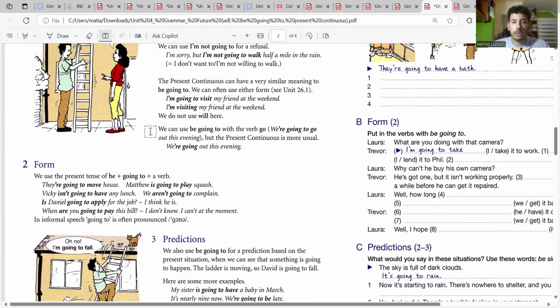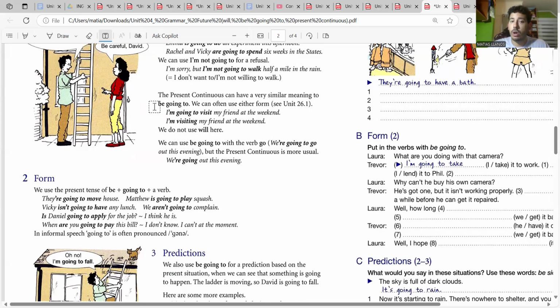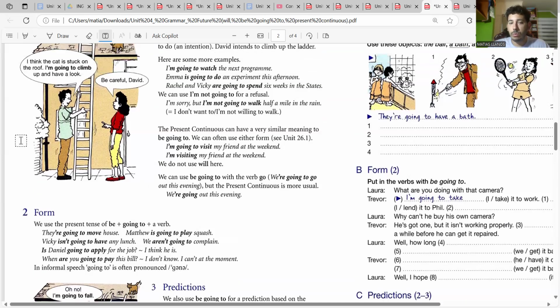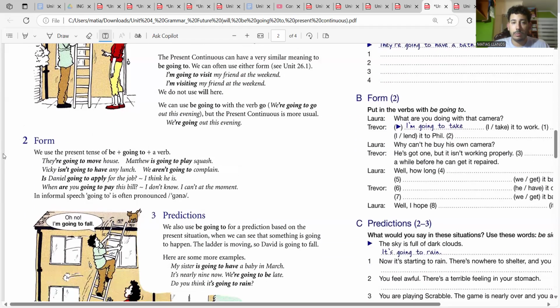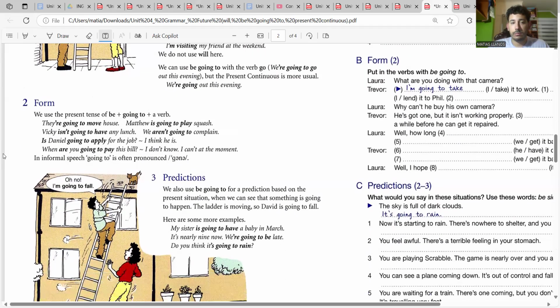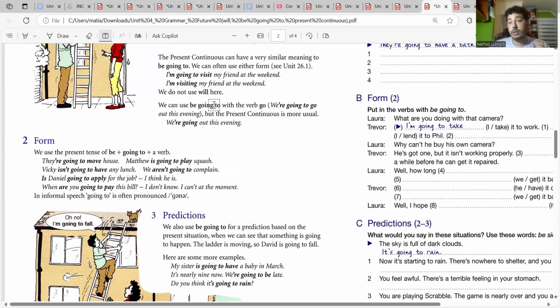The present continuous can have a very similar meaning to "be going to." We can often use either form. I'm going to visit my friend at the weekend. I'm visiting my friend at the weekend. We do not use "will" in this part. We can use "be going to" with the verb "go." We're going to go out this evening, but the present continuous is more usual: we're going out this evening. It's shorter, so it's more used like this.